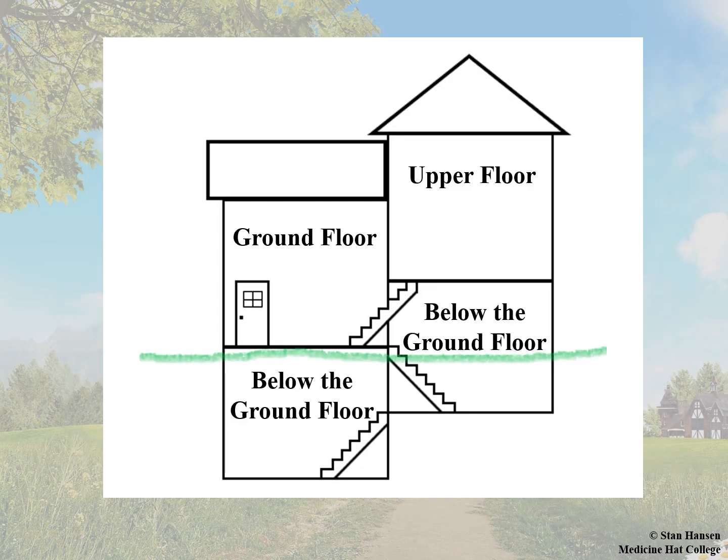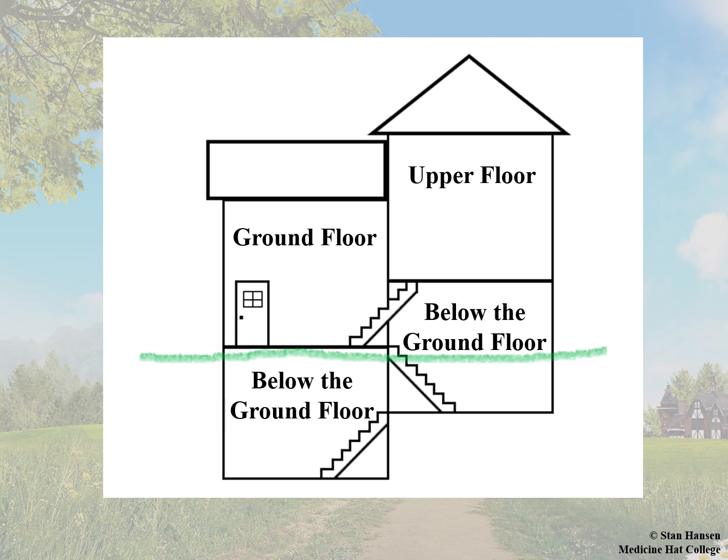If we happen to have a split level house, we still need to be able to define what is a ground floor, our upper floor, and below the ground floor. Remember that the ground floor is any floor in which we gain entry. So the level that you come in your front door will be a ground floor. Therefore, anything below that level is going to be considered our basement or below the ground floor.